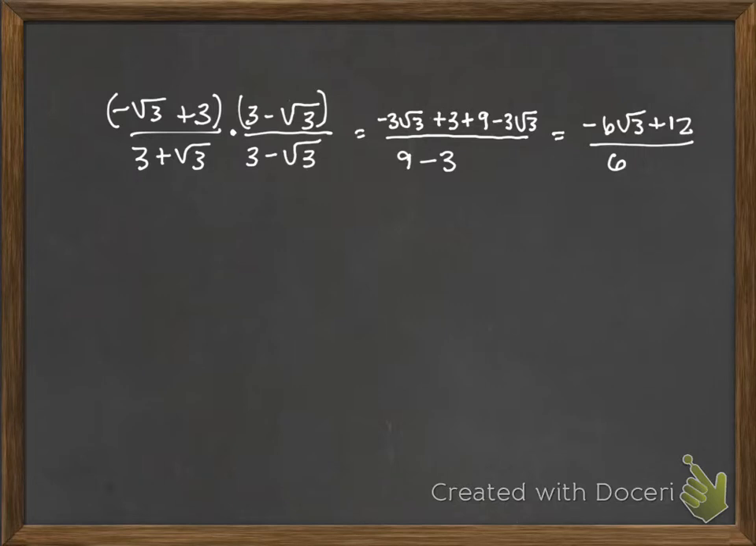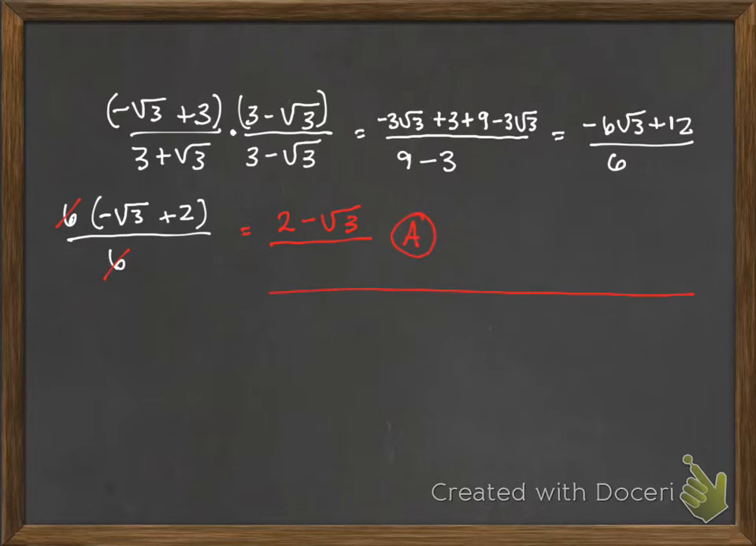All right, I can take a 6 out of that. So take the GCF of 6 out of the numerator, and I get negative radical 3 plus 2 all over 6. I can now simplify that down, and my answer is now 2 minus radical 3. And if you look at that, you'll see that is the same answer as A. Okay, so that one's done.